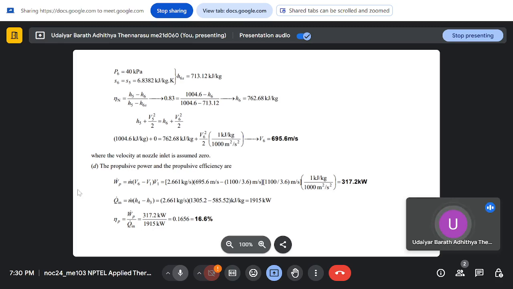This is the propulsive power, and the Q in is m dot into H4 minus H3. That comes out to be 1915 kilowatt. Propulsive efficiency is the propulsive power divided by the heat added. That comes out to be 16.6%. If it was overall, then it would be divided by the calorific value because of the combustion. So the propulsive efficiency of this engine is 16.6%.